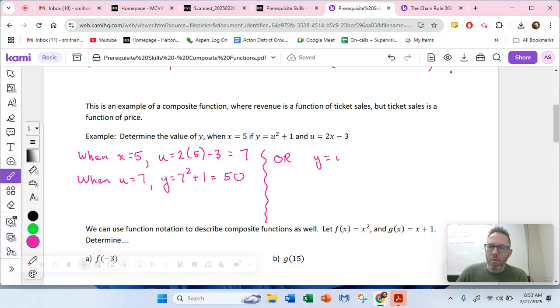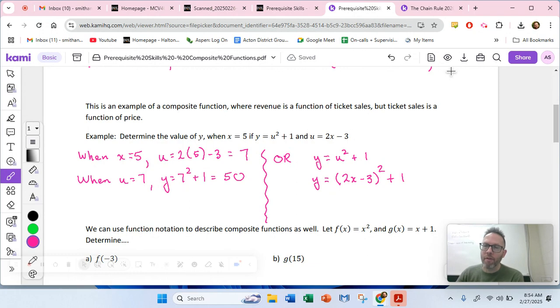If Y is equal to U squared plus 1, and we know that U is equal to 2X minus 3, we could just make Y a function of X and skip the middleman. So we take Y equals U squared plus 1, and replace U with 2X minus 3, so Y equals (2X minus 3) squared plus 1. And now we have Y directly as a function of X. You want to know the value of Y when X equals 5? Well, now you're just back in grade 10. That's kind of like a quadratic expression. Just plug in X equals 5.